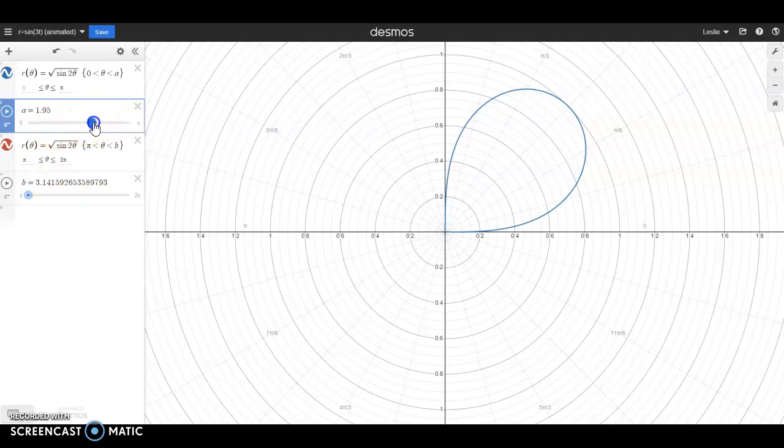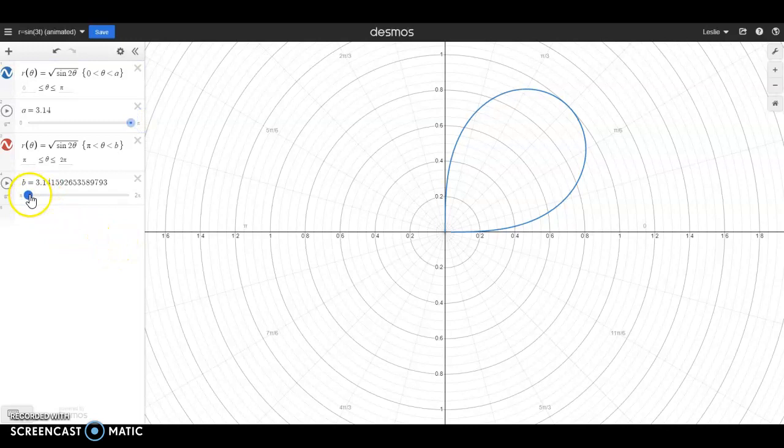See what happens if I continue. Nothing. And the reason for that is that although I'm still in quadrant 2 between pi over 2 and pi, when I take values between pi over 2 and pi and double them, that pushes the angle I'm taking the sine of into quadrants 3 and 4. That means that the sine of that angle will be negative, and I can't take the square root of a negative number. So nothing's happening between pi over 2 and pi. I'm not getting any additional graph.